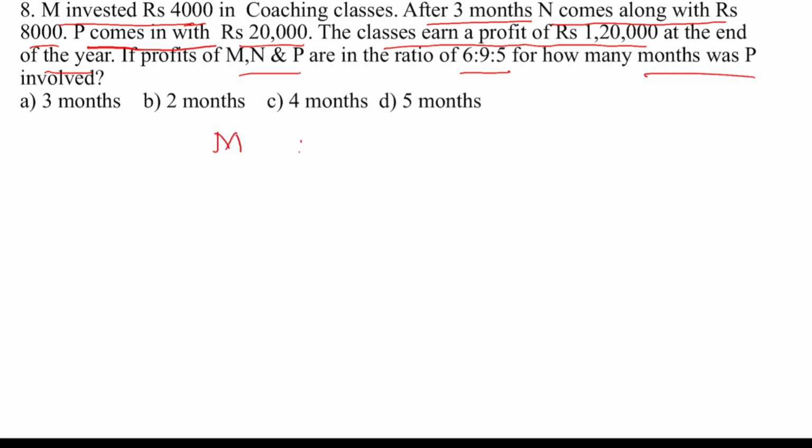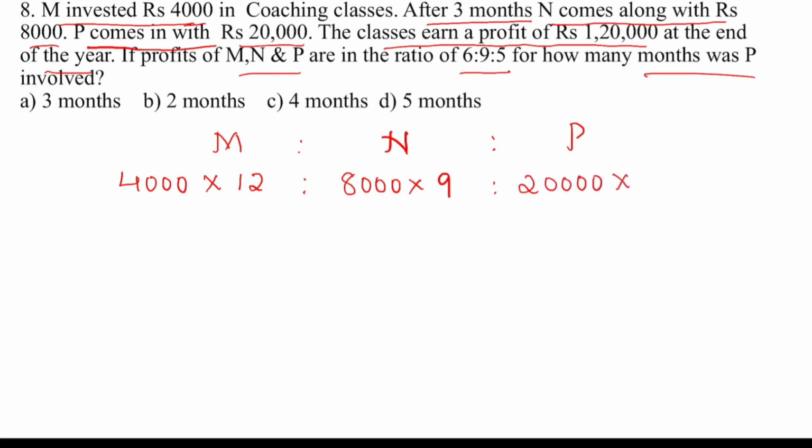So we know that Yam is to Yan is to P. Okay, Yam invested 4,000 for how many months? 12 months, because the profit is calculated at the end of the year. Yan came after 3 months with how much? 8,000 rupees, and for how many months? 9 months, because 3 months have already gone, so 12 minus 3 is 9. Then P came with how much? 20,000 rupees. For how many months? We don't know. That is what we have to find out, the time period of P.